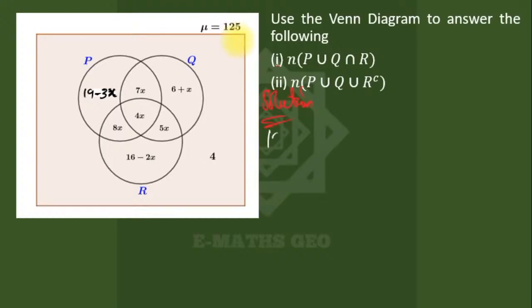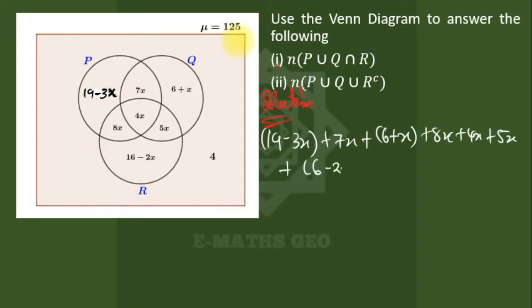So I have 19 minus 3x plus 7x plus 6 plus x plus 8x plus 4x plus 5x plus 16 minus 2x plus 4 must give us 125. So let's add up the numbers. 19 plus 6 is 25. 16 plus 4 is 20. 25 plus 20 is 45. So 125 minus 45 is 80. So we are done with the numbers.